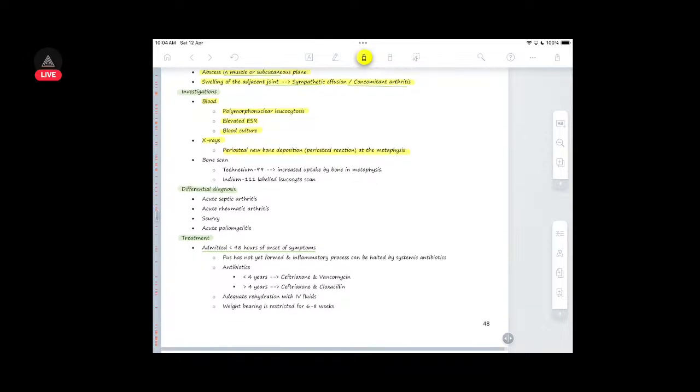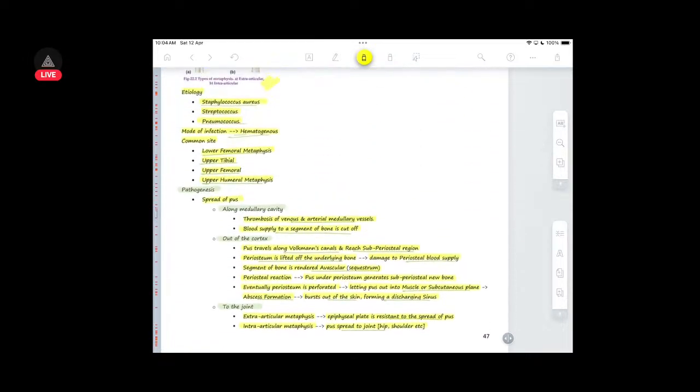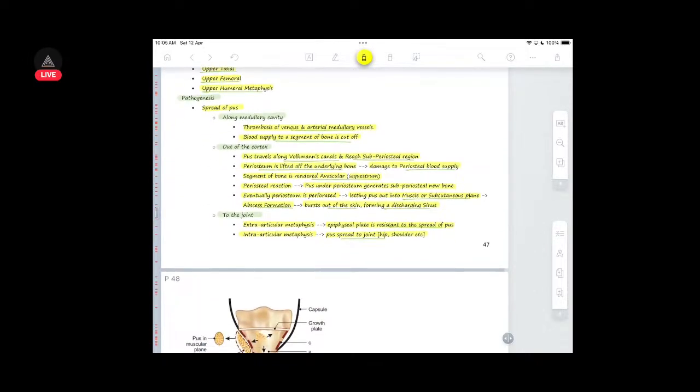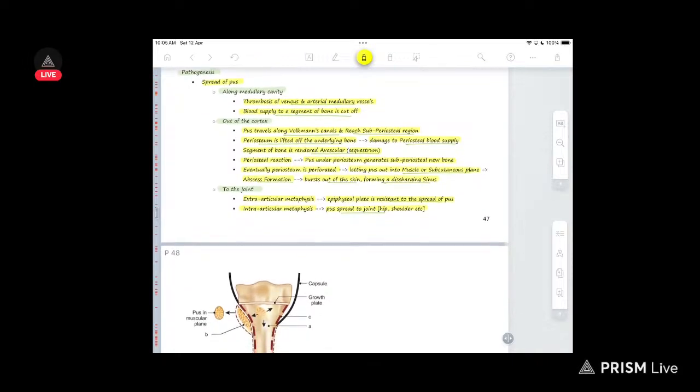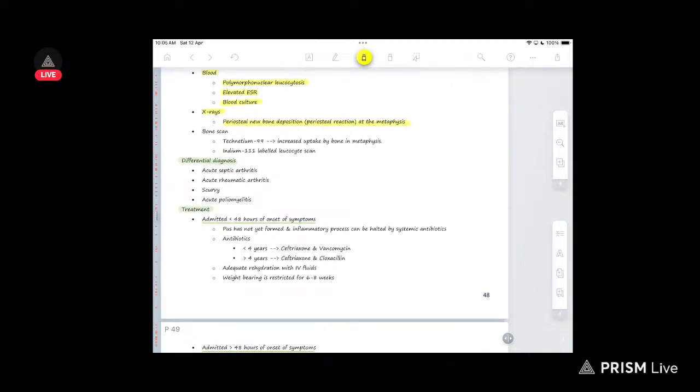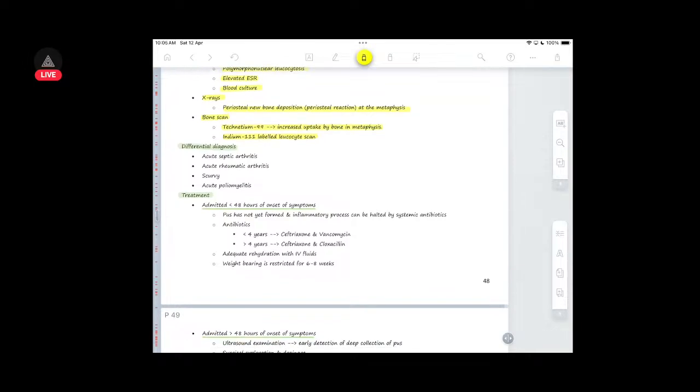Periosteal reaction. Sequestrum formation will be there. Subperiosteal new bone formation can occur. Then in bone scan you have technetium 99, which is increasingly taken up by the bone in metaphysis, and indium 111 labeled leukocyte scan also can be done. Then differential diagnosis, it can be acute septic arthritis, acute rheumatic arthritis, scurvy, and acute poliomyelitis.